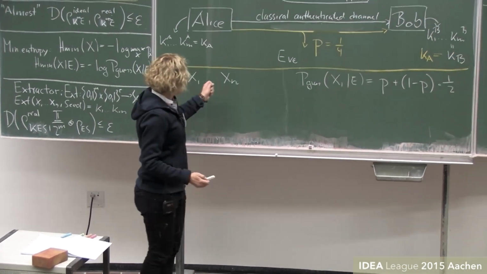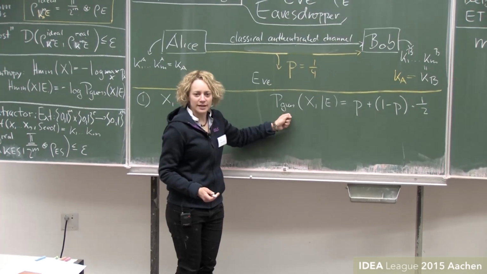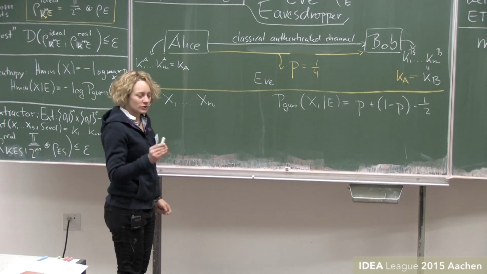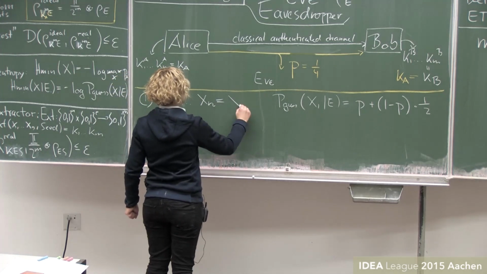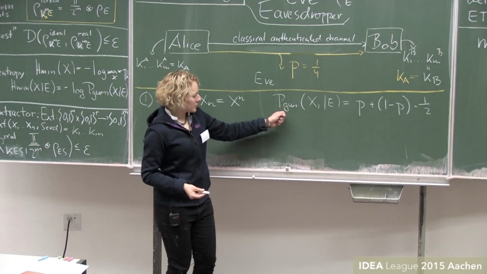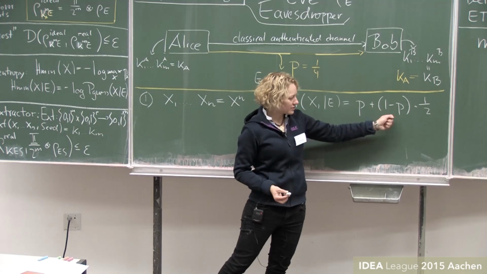So we know there's something about this guessing probability. So we know something about the min entropy of this string. Okay, so let me just call the string again xn. And we know something about its min entropy. Namely, we know that Eve can guess every bit with this probability.